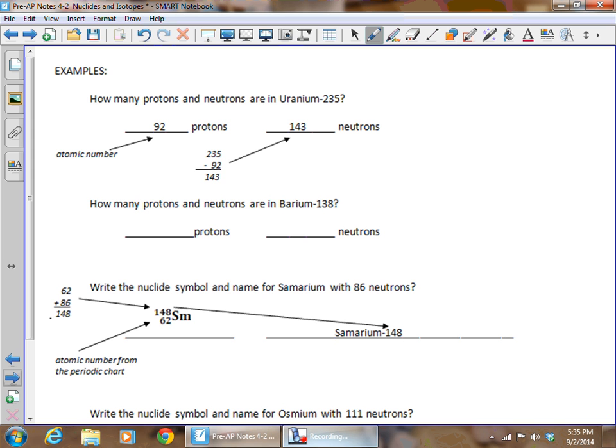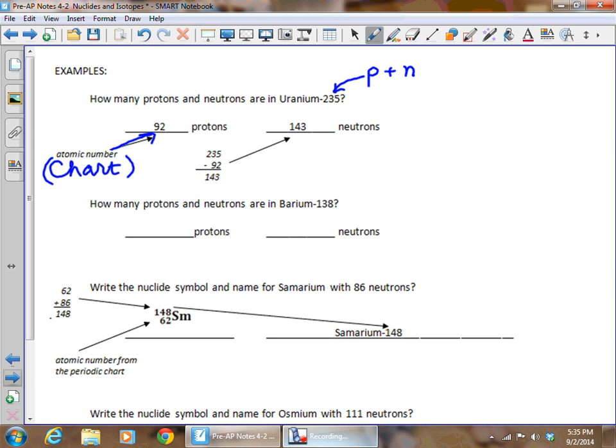What if it asks you, given a particular isotope like uranium-235, how many protons and neutrons are in that particular isotope? Well, uranium-235, what does that tell us? Remember, this last number is protons plus neutrons. That's our mass number. We can look uranium up, as we just did for the previous example, and found out that it had 92 protons. Look at it on the periodic chart. So it's got 92 protons.